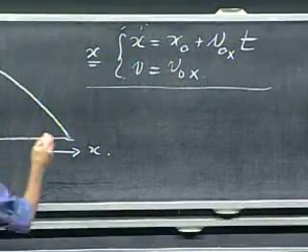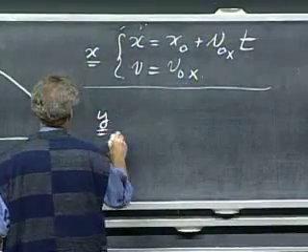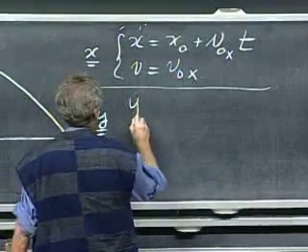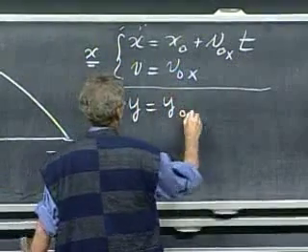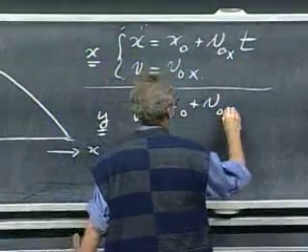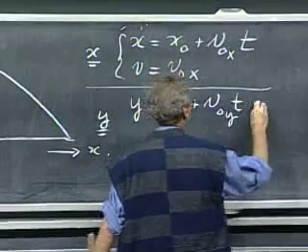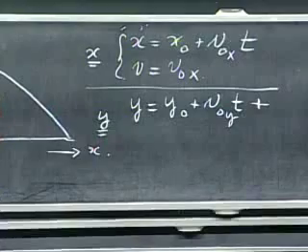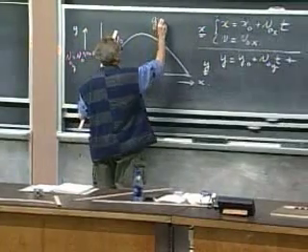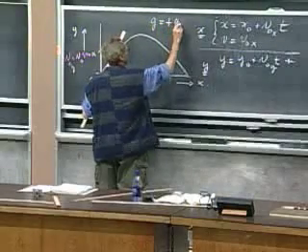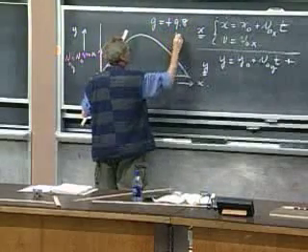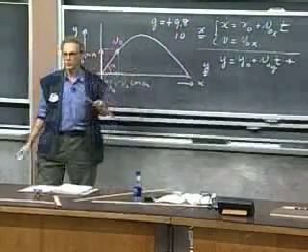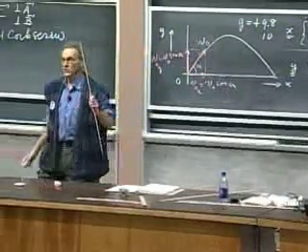Now we take the y direction. Y as a function of time equals y0 plus v0y t plus 1/2 a t squared. My g value that I'm going to use is always positive, either 9.8 meters per second squared, or sometimes I make it easy and use 10. But mine is always positive.